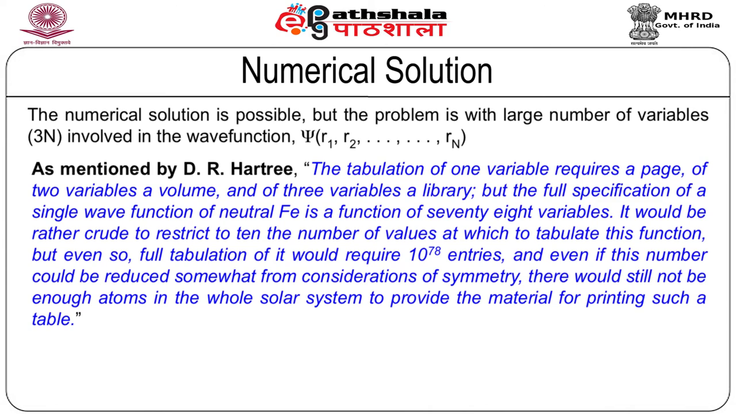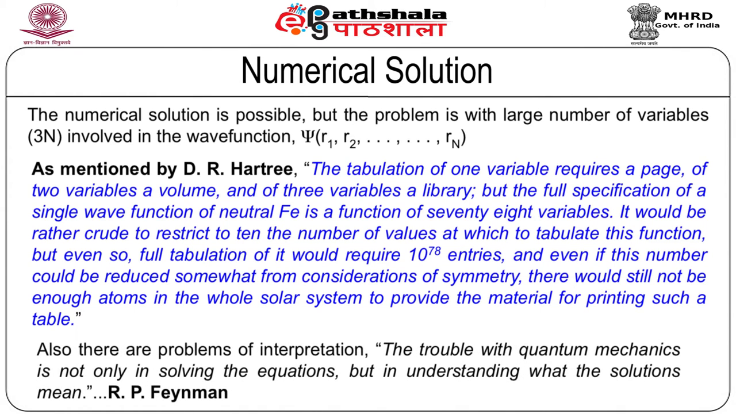As mentioned by Hartree, the tabulation of one variable requires a page, of two variables a volume, and of three variables a library. But the full specification of a single wave function of neutral Rn is a function of 78 variables. It would be rather crude to restrict to 10 the number of values of the coordinates at which to tabulate this function. But even so, the full tabulation of it would require 10 to the power 78 entries. And even if this number could be reduced somewhat from considerations of symmetry, there would still not be enough atoms in the whole solar system to provide the material for printing such a table.